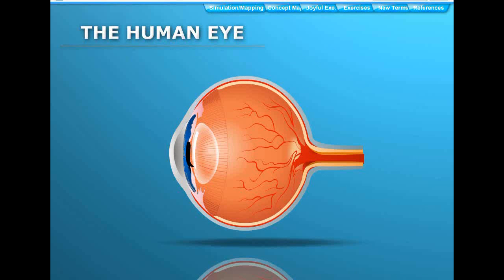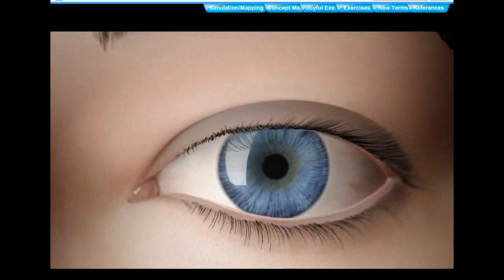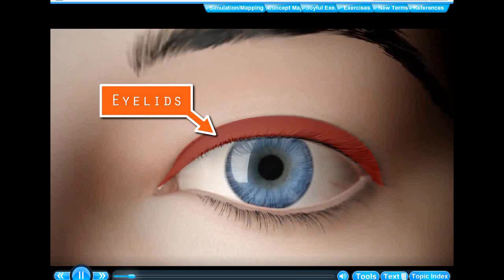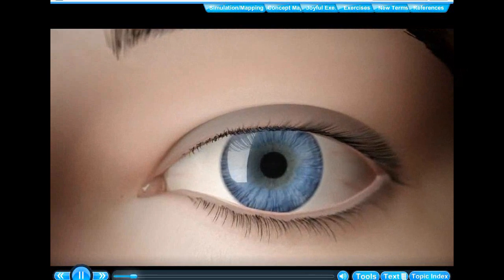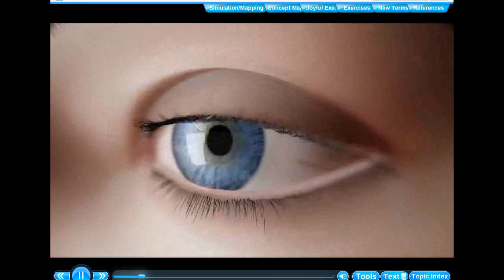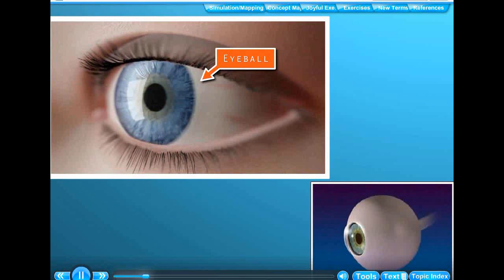Human eye. The human eye is a light-sensitive organ which enables us to see the beautiful world around us. The eyelids act as the shutter of the eye and protect them from injury or prevent any object from entering the eye. It also shuts out light when not required. The eyeball is almost like a spherical ball. It has a diameter of about 2.3 centimeters.